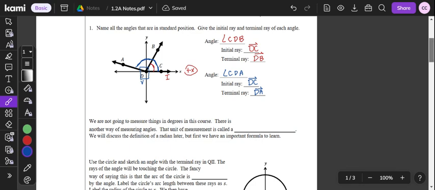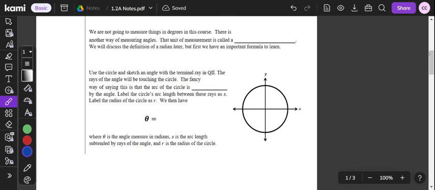Okay, now let's dive into what radians are. It says we are not going to measure things in degrees in this course. Everyone highlight that. You all are used to degrees. You know that a circle is 360 degrees. It's very good. However, oftentimes when we're talking about graphing trigonometric functions, remember this semester is all about trigonometry, when we graph these, we often use this other unit of measurement. So there is another way of measuring angles. That unit is called a radian. So that's what we're going to put in this blank right here.